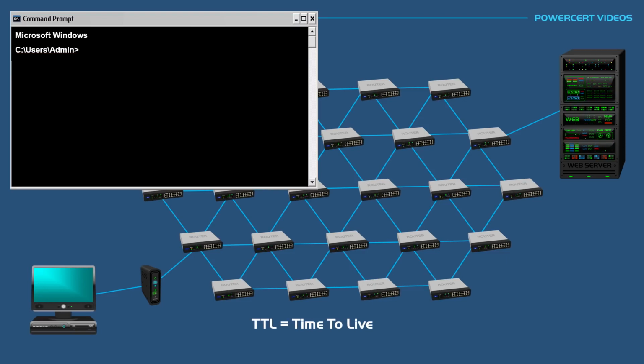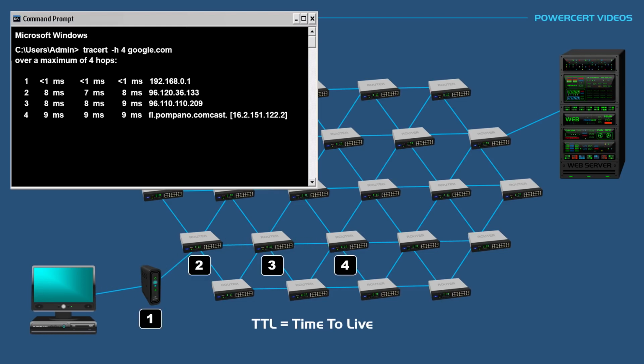So in another example, let's set the TTL to a custom value of 4. So again, in a Windows computer, we type tracert -h 4 and then google.com. So this means that when the data reaches the 4th hop, the data packet is dropped and won't continue on.